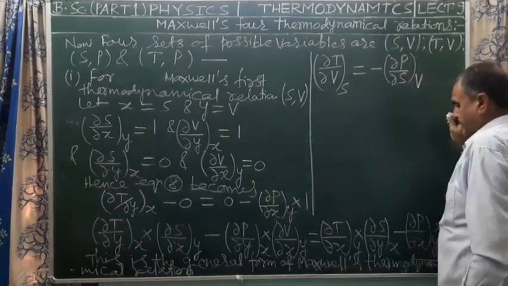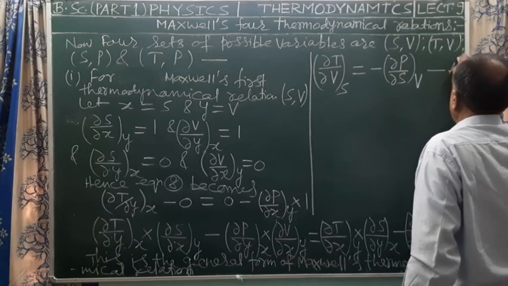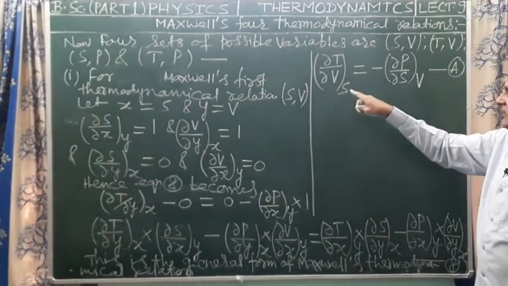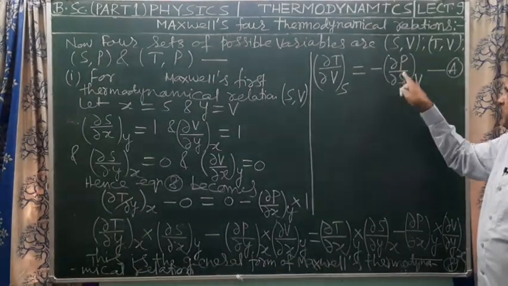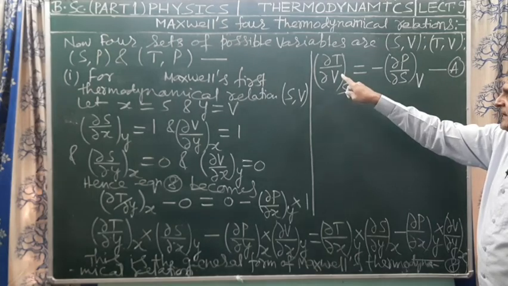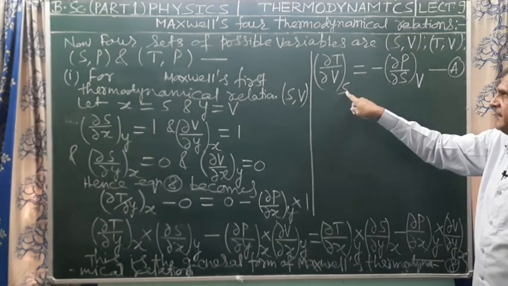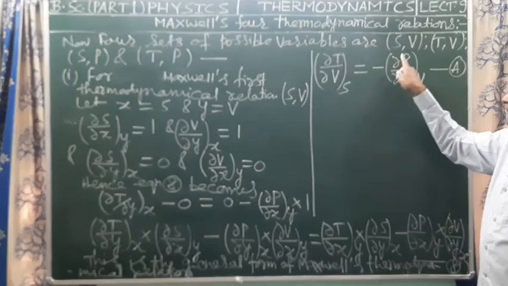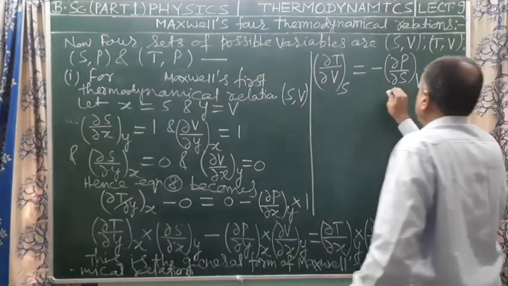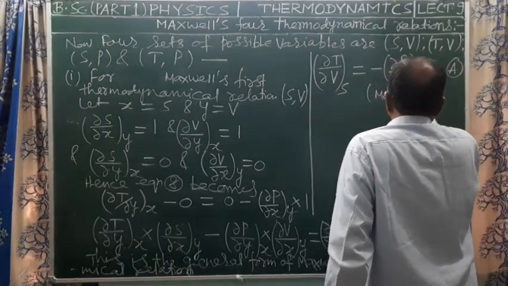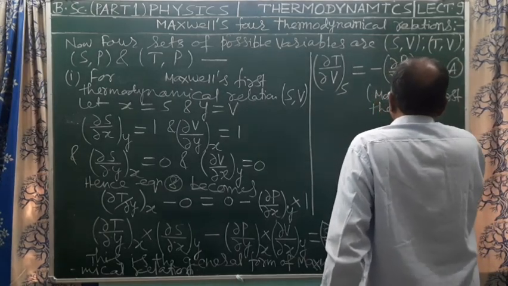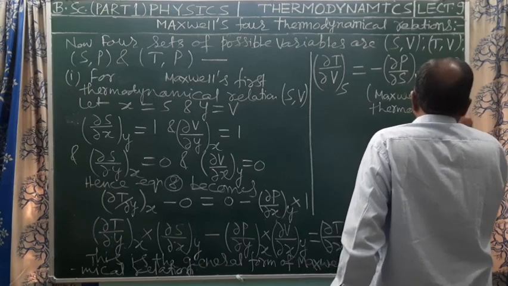So this is the first Maxwell thermodynamic relation, say equation number A, which is del T upon del V at constant S equals minus del P upon del S at constant volume. So Maxwell's first thermodynamical relation is del T upon del V at constant S equals minus del P upon del S at constant volume, and this is Maxwell's first thermodynamical relation.